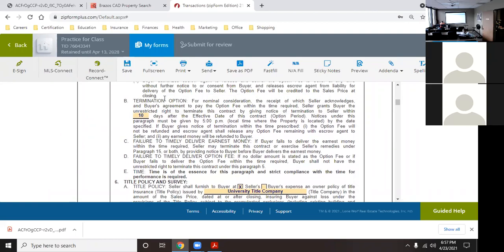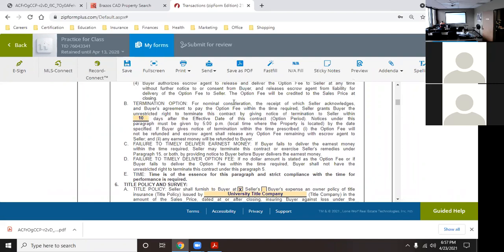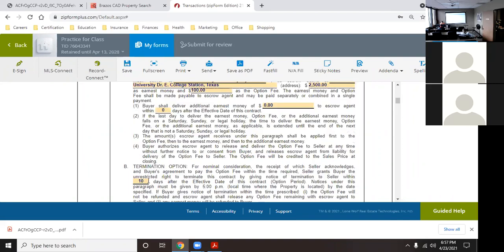And then here in B, termination option, this is where you select the number of days. So we chose $100 right here for 10 days of option. Again, this is all negotiable. I can put 110, and when I send this over, the seller, who is Aiden, can come back and say, how about 200 for 7? That is all possible. He can negotiate that.